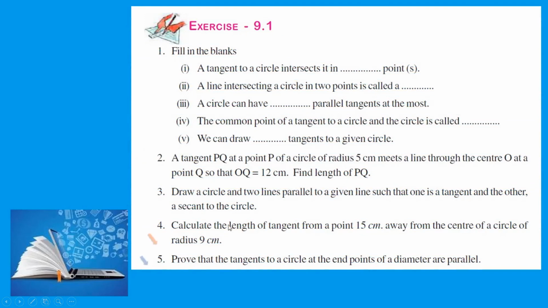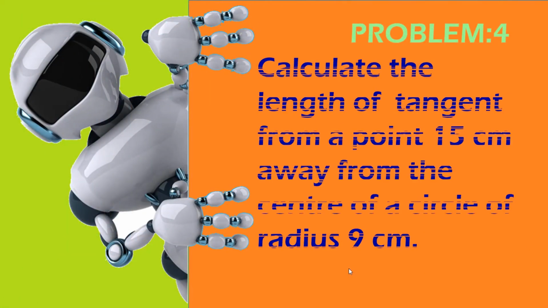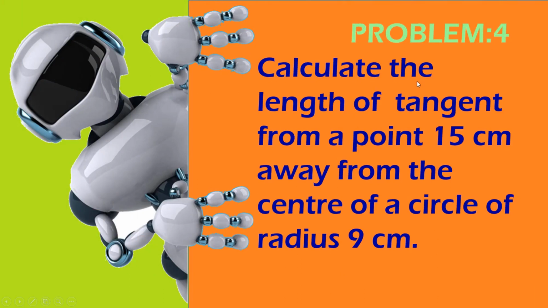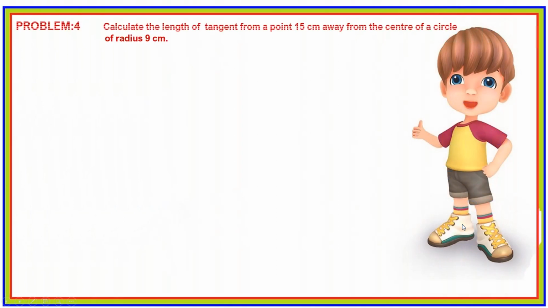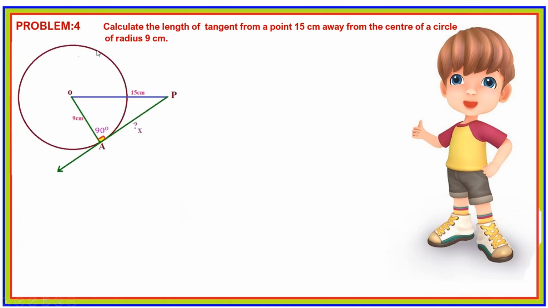Today we will solve the fourth problem and the fifth problem. What is the fourth problem? Calculate the length of the tangent from a point 15 centimeters away from the center of a circle of radius 9 centimeters. This is the circle. A tangent, the length of the tangent, this is what we have to find out. AP is a tangent.